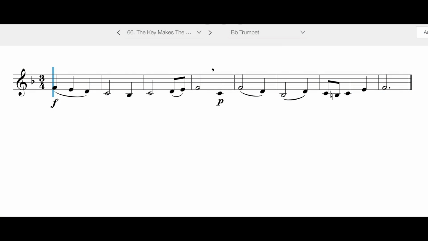Good morning or afternoon. We are looking at number 66. The key makes a difference. So this one is in a different key signature, and the entire point of this song is to make sure that you are following the key signature.